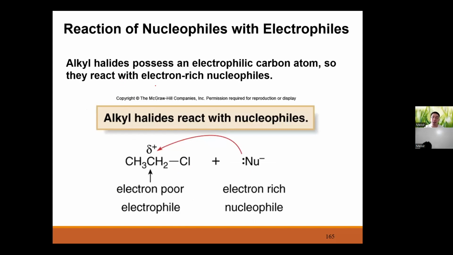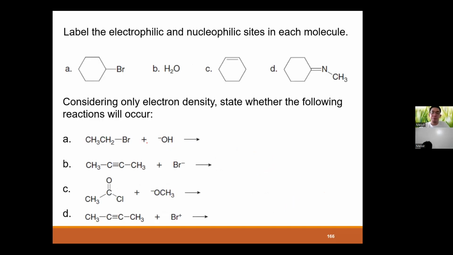Likewise, alkyl halides possess an electrophilic carbon atom, so it is partially positive. They react with electron-rich nucleophiles such as this one. Usually the electron-rich nucleophiles are bases, let's say strong bases. Because you have a lone pair, Josh, remember that in arrow pushing you start at the electrons. It will attack the partially positive, electrophilic side so that you form a bond.